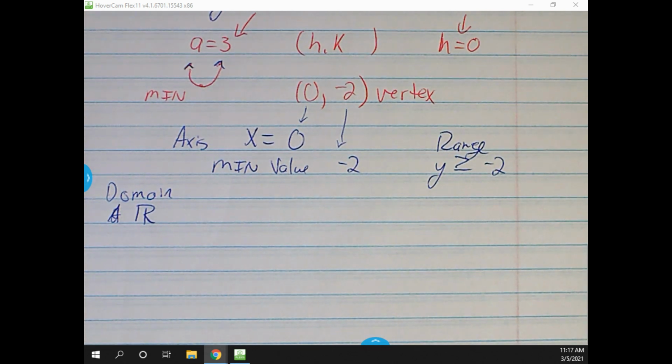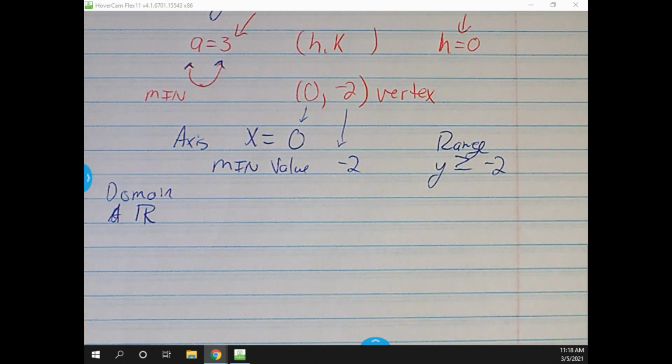Okay, now the good news is they're not going to ask all this stuff on every single question. There may be one or two where they ask you to do everything, but a lot of times they're just going to ask for the vertex and the axis of symmetry, or they may ask you just for this piece. So not every question is going to ask you everything, but we're going to go ahead and just get everything out here.